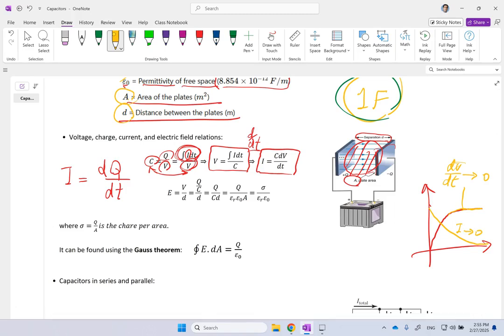Okay, so the faster the V changes across a capacitor, the bigger the current that goes through it. And when the voltage goes to constant across a capacitor and doesn't change anymore, which means it cannot attract more current, more charges, then of course I goes to 0. So it depends on how much charge you can store on it. The faster the charge is stored, the bigger the current is, of course.